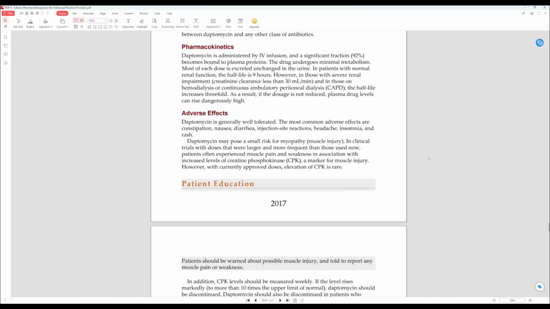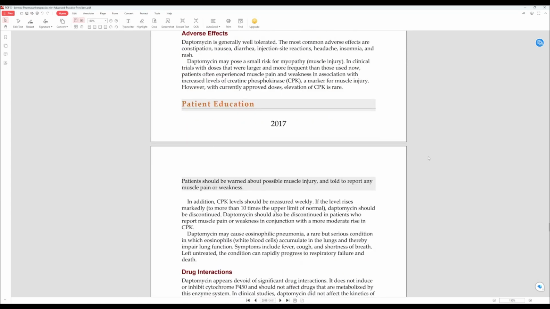Its pharmacokinetics, therefore. Daptomycin is administered by an IV infusion, and a significant fraction, up to 92%, becomes bound to plasma proteins. The drug undergoes minimal metabolism. Most of each dose is excreted unchanged in the urine. In patients with normal renal function, the half-life is about 9 hours. However, in those with severe renal impairment and in those on hemodialysis or continuous ambulatory peritoneal dialysis, the half-life increases threefold. As a result, the dosage is reduced, or the plasma drug levels can rise dangerously high.